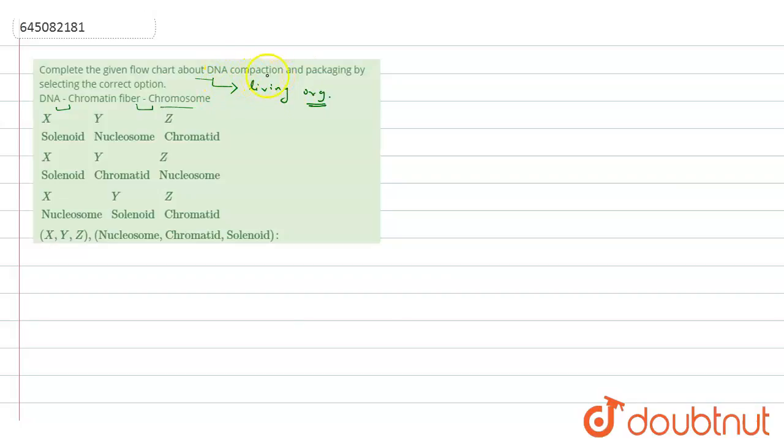So we have to talk about the DNA compaction and the packaging. Just consider you have this DNA here. DNA is very long, approximately 2.2 meter, and we have a very small nucleus. This is the nucleus. So how are you going to package this thread into this nucleus?